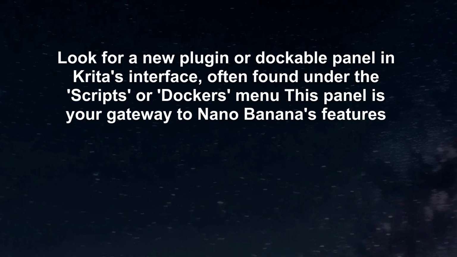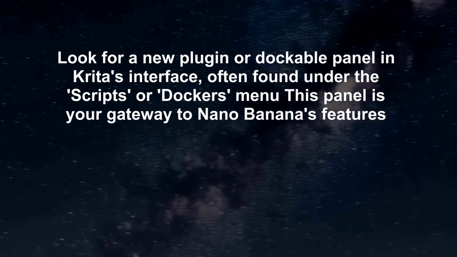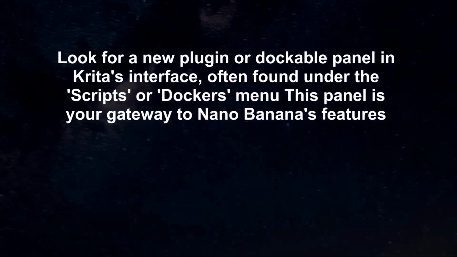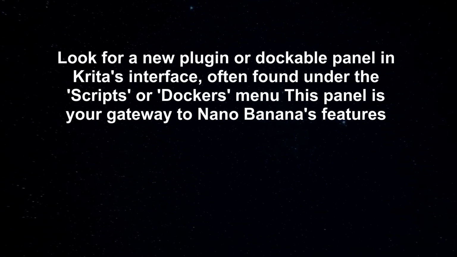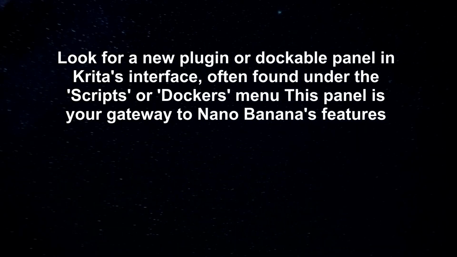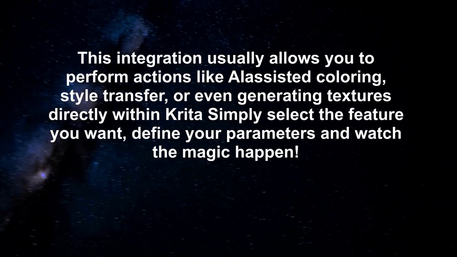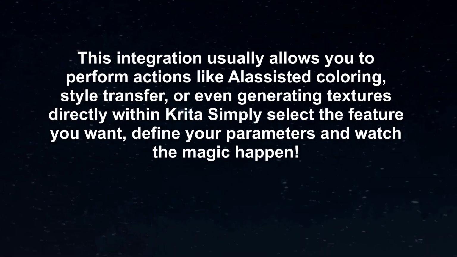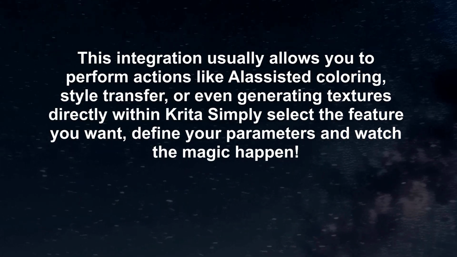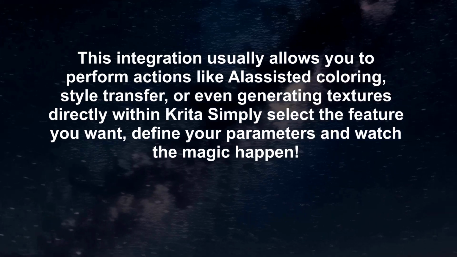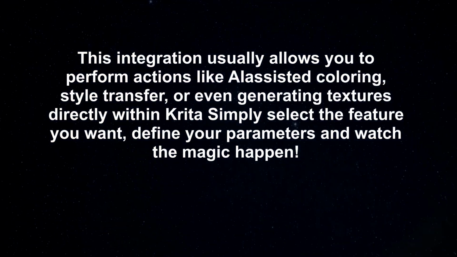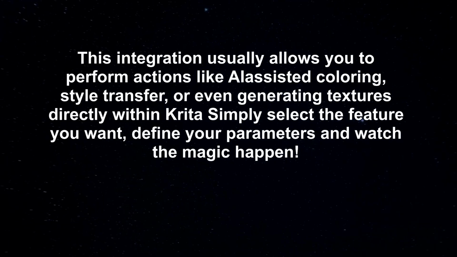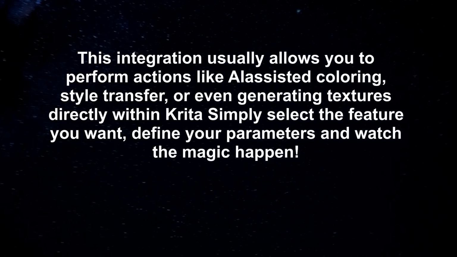Look for a new plugin or dockable panel in Krita's interface. Often found under the Scripts or Dockers menu, this panel is your gateway to Nano Banana's features. This integration usually allows you to perform actions like AI-assisted coloring, style transfer, or even generating textures directly within Krita. Simply select the feature you want, define your parameters, and watch the magic happen.